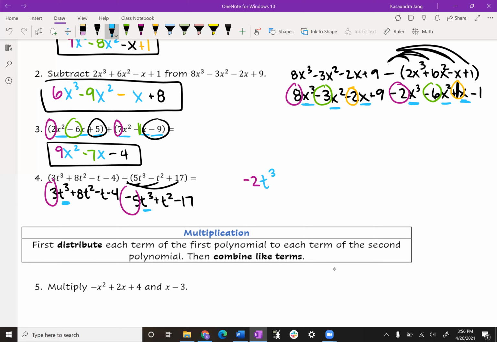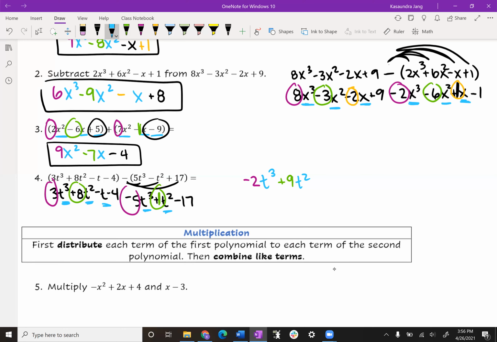Different letter. All right, and on my way down, I'm gonna look at t squared. So let's see, I've got 1, 2 of those t squareds. Their coefficients are a +8, again, including the sign, and a +1. So +8 plus 1 is a +9, so +9t squared.